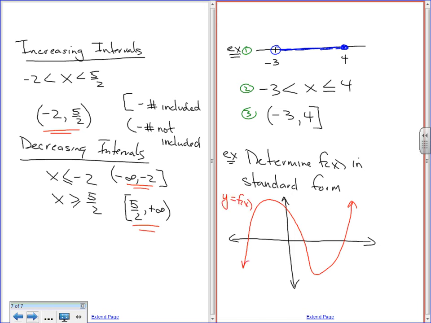Okay, so in order to determine the equation of a function, you're going to need some information. You're going to need the zeros of the function. So I'm going to say my zeros are -3, 1, and 5. And also you're going to need a point on the function, which I'm going to give you, the point (3, -48).